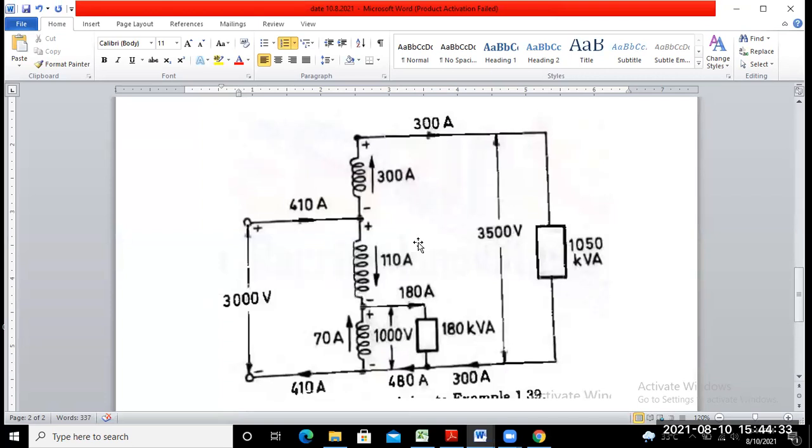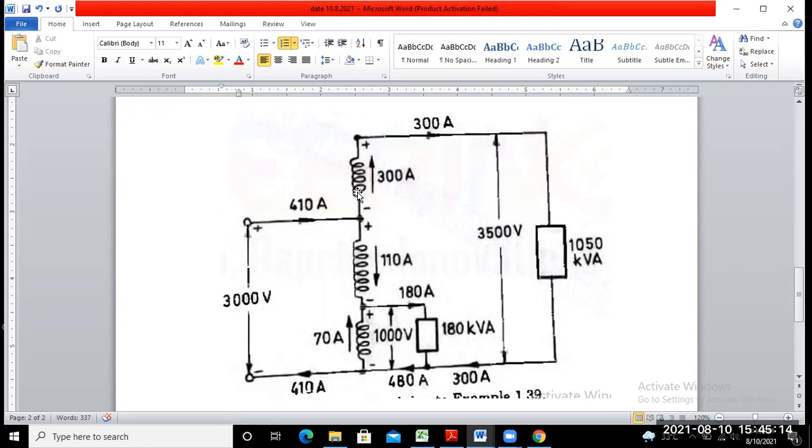Okay. So if you want an output voltage of 3500 volt, that means all these three windings are connected in such a manner that all the EMFs will be adding, is it not? That means these three windings are connected in series adding. That's why you will get the output voltage as the summation of these three windings, that is nothing but 3500 volt. Now you can find the individual current flowing in each winding.